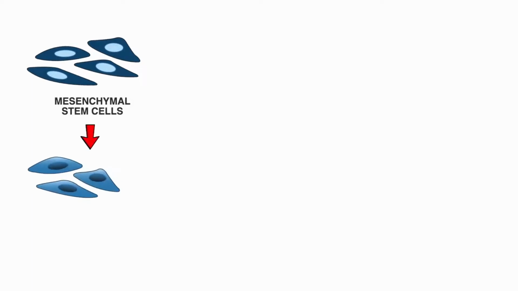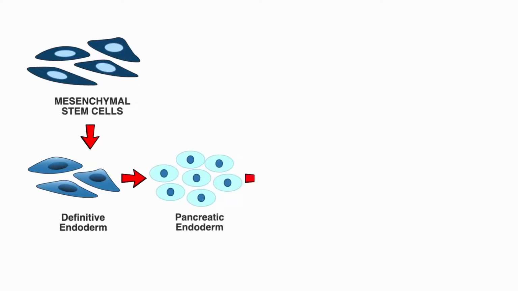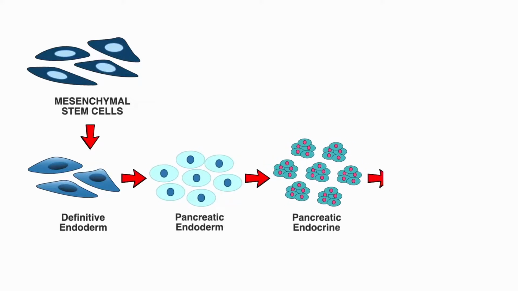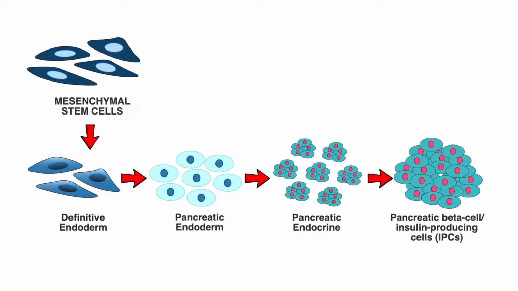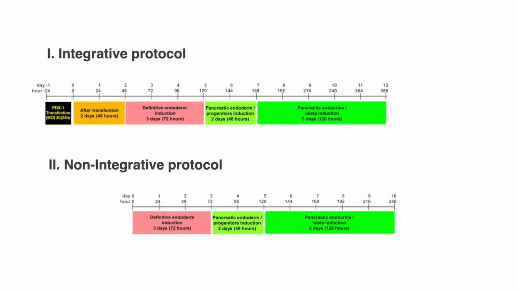insulin-producing cells. For generating insulin-producing cells from mesenchymal stem cells like dental pulp stem cells, a multi-step induction protocol is employed. Mesenchymal stem cells are induced toward definitive endoderm, pancreatic endocrine, and then pancreatic beta cells or insulin-producing cells, respectively. To induce the cells, a three-step induction approach is used as a backbone protocol.